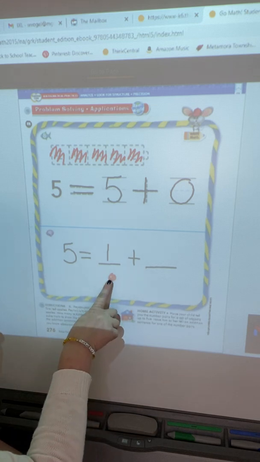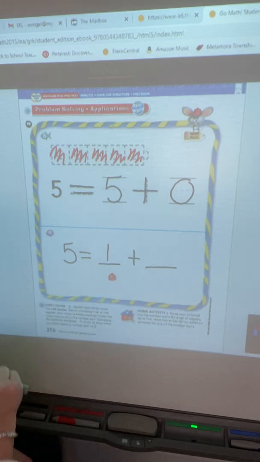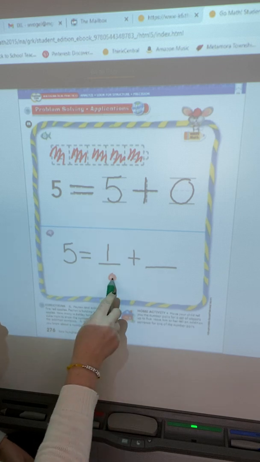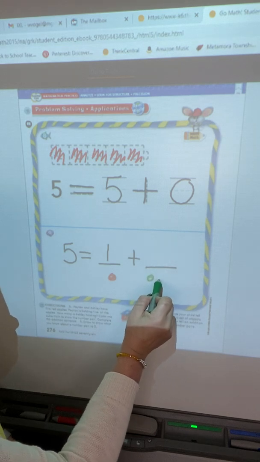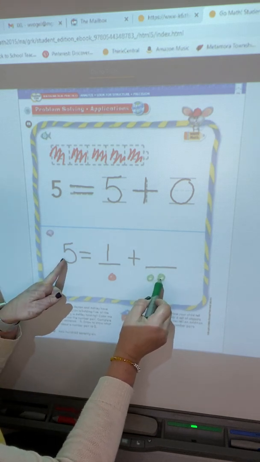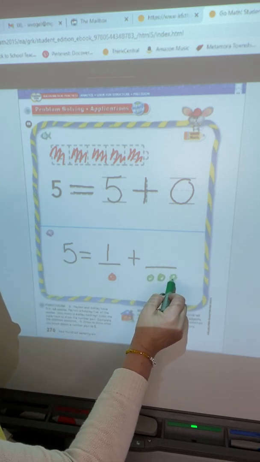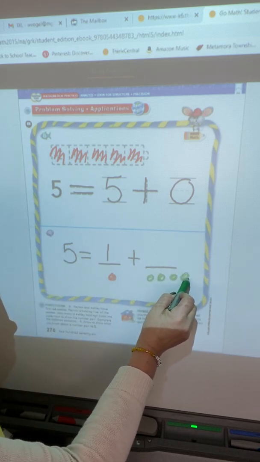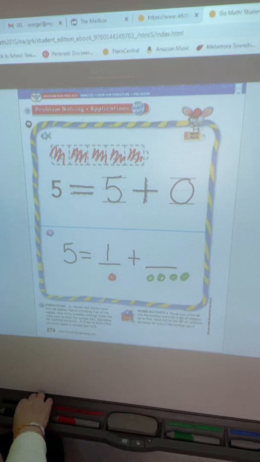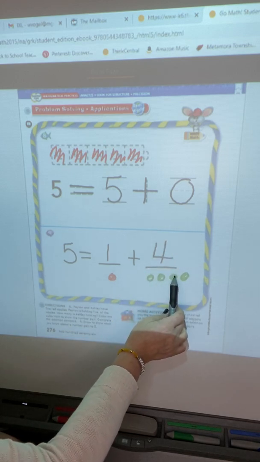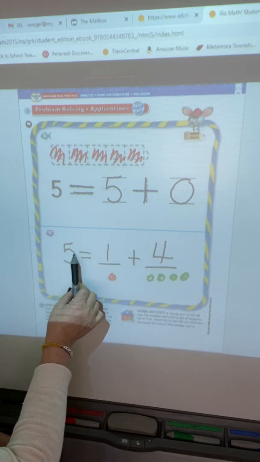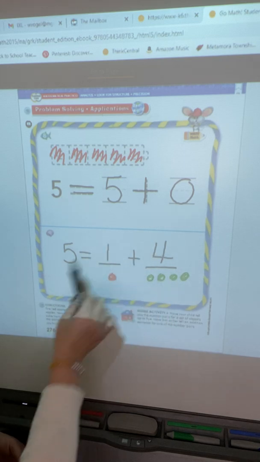Well, I'm going to use red and green apples. So if we have 1 red, how many green do we have? So let's count on. We already have 1. What comes after 1 when we count? 2, 3. We got to get all the way up to 5. 1, 2, 3, 4, 5. So how many green apples did we end up having? You're right. There are 4. 1, 2, 3, 4. So 5 is equal to 1 plus 4.